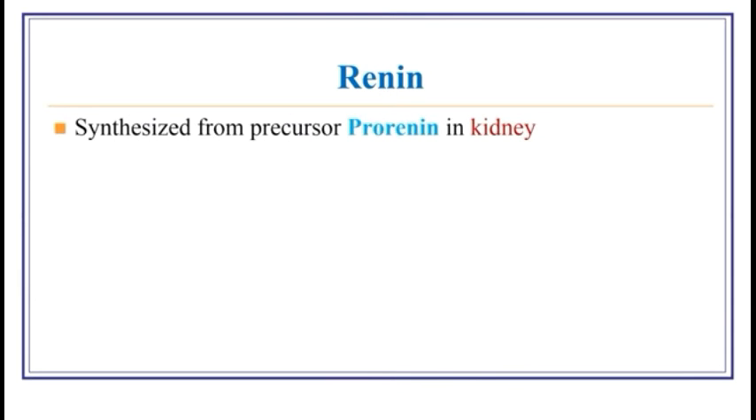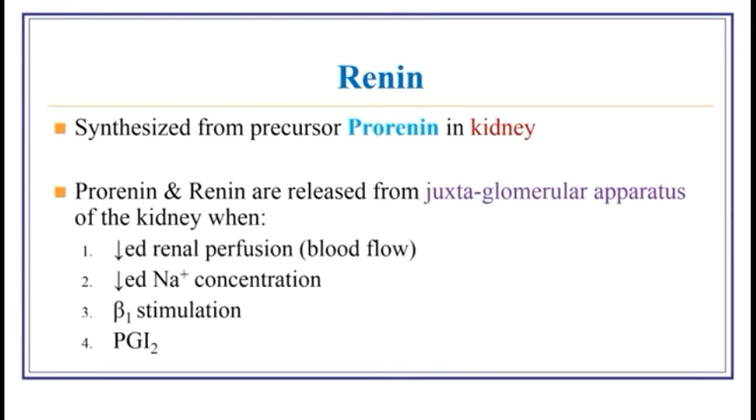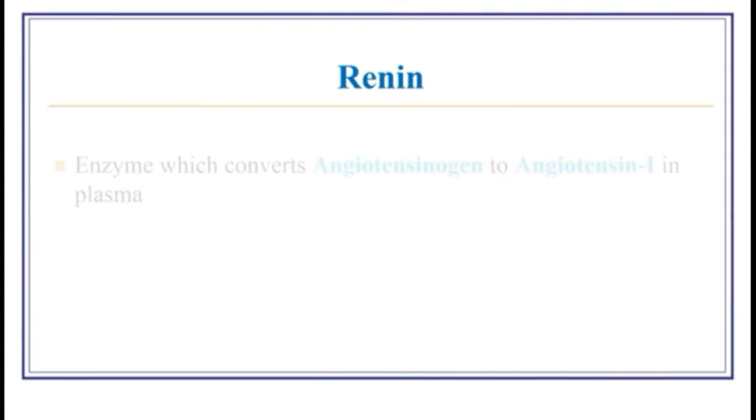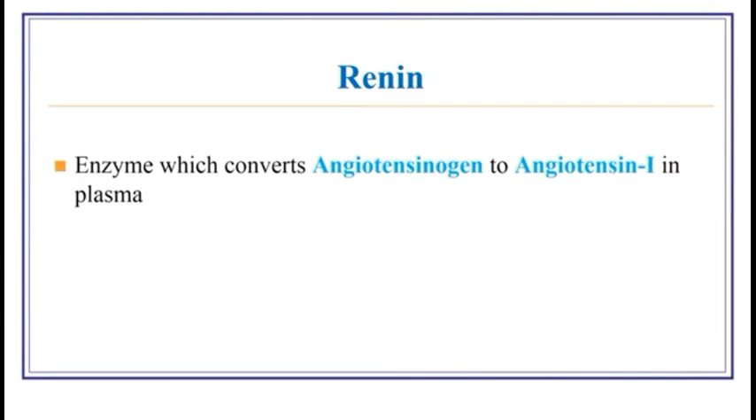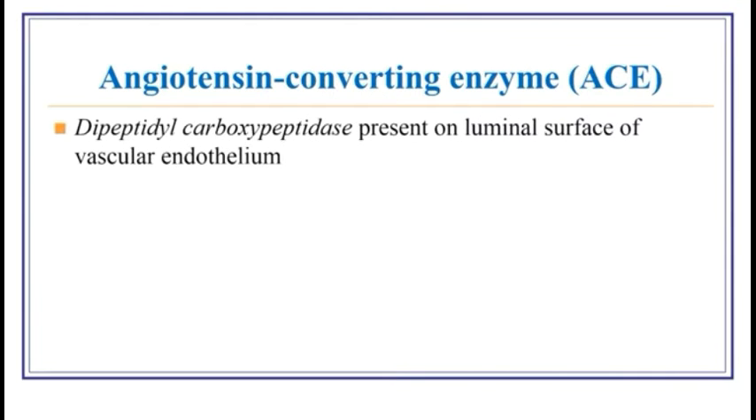And the activation of the renin angiotensin aldosterone system is done in 2 to 3 steps. These steps are: angiotensinogen, in the presence of renin, forms angiotensin-I, and this angiotensin-I, in the presence of ACE, forms angiotensin-II, and this angiotensin-II leads to aldosterone secretion.